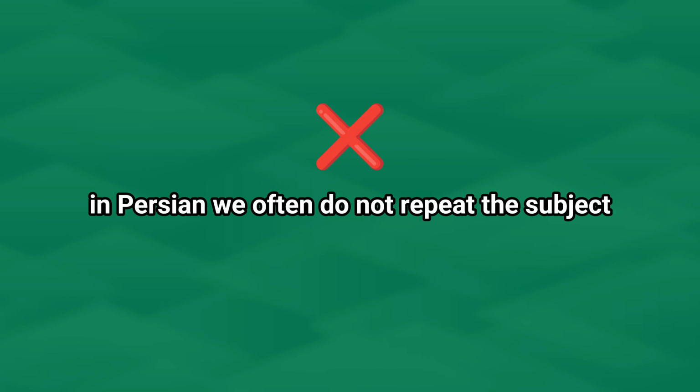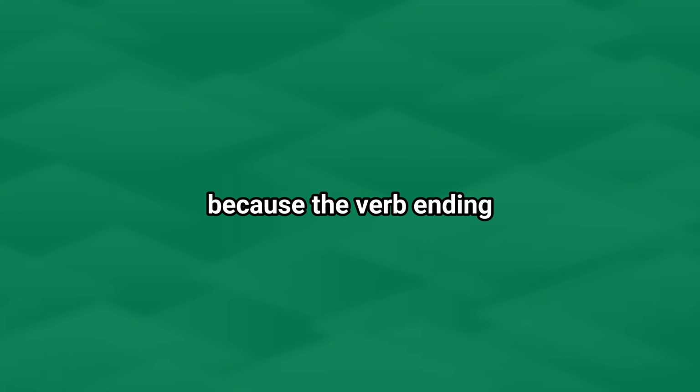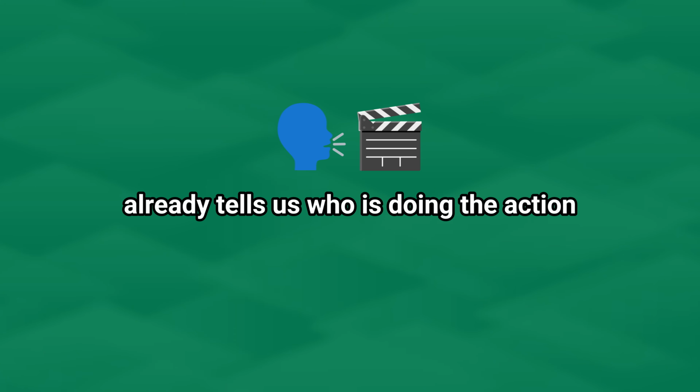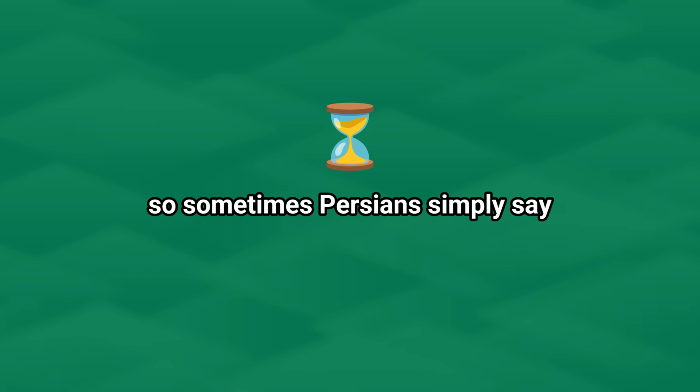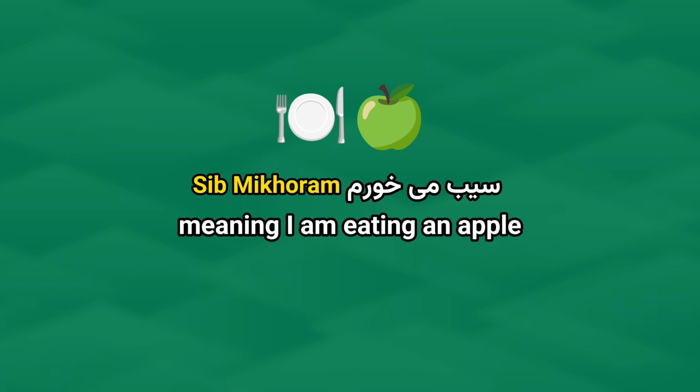In Persian, we often do not repeat the subject because the verb ending already tells us who is doing the action. For example, میخورم already sounds like I eat. So sometimes Persians simply say سیب میخورم, meaning I am eating an apple.